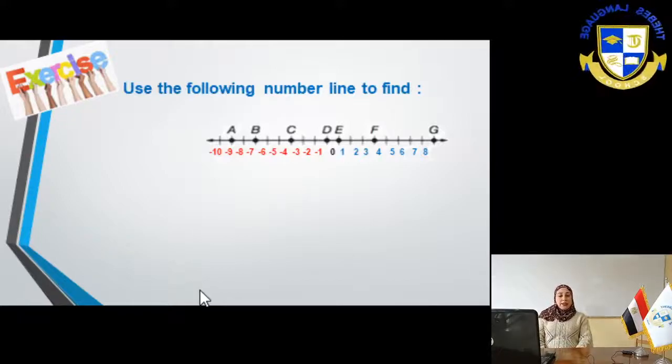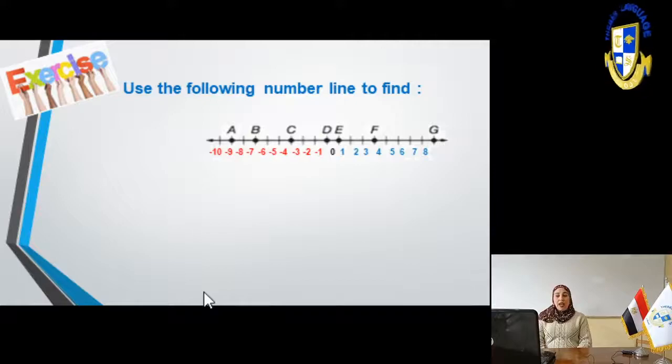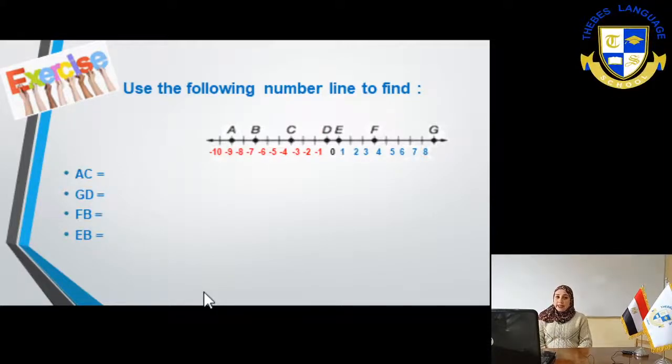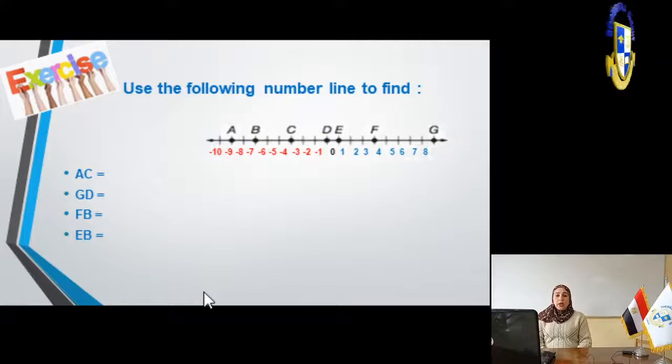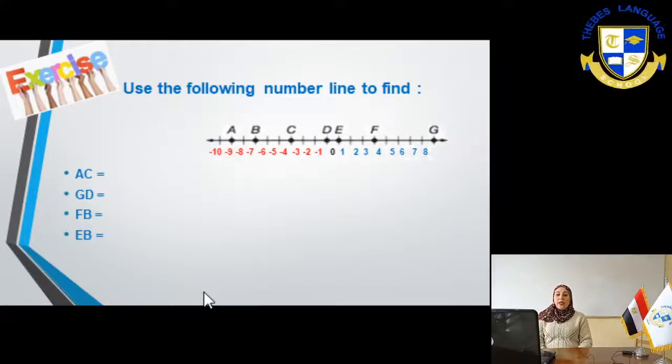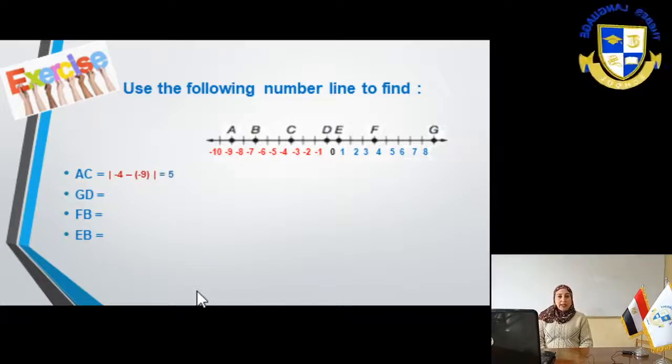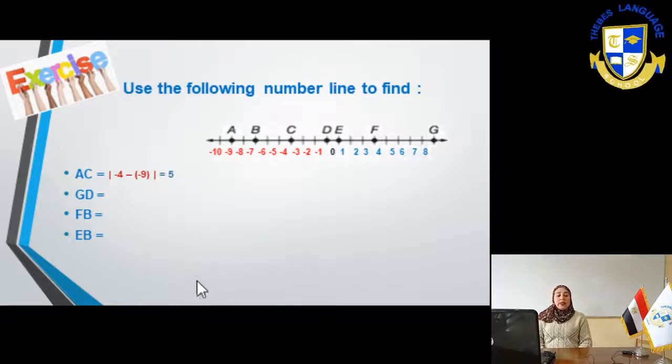Another exercise: use the following number line to find. I have here a number line which has a lot of dots and variables, and I want you to calculate the length of AC. The absolute value of A represents what and C represents what? I start with the ending point, which means negative 4 minus negative 9, the absolute value equals 5.